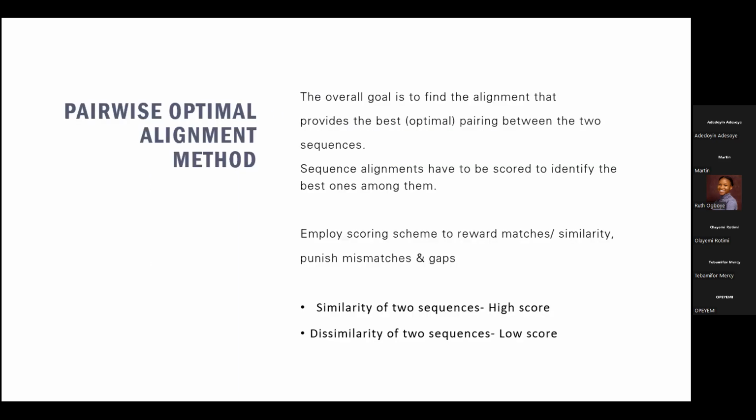So the overall goal when you are aligning: pairwise alignment is when you align two sequences, while multiple sequence alignment is when you align more than two sequences. Pairwise is for two, multiple is for more than two. So the overall goal when you are trying to find an alignment between two sequences is to provide the best, and by the best I mean the most matched pairing between the two sequences.